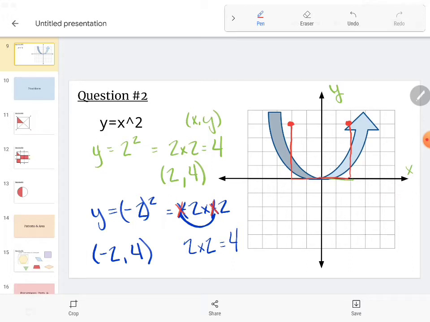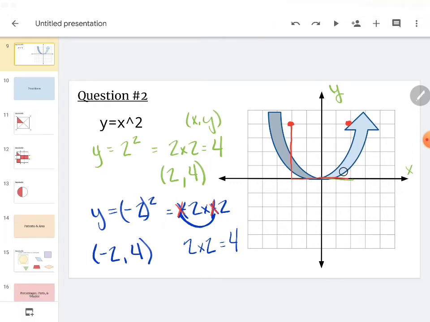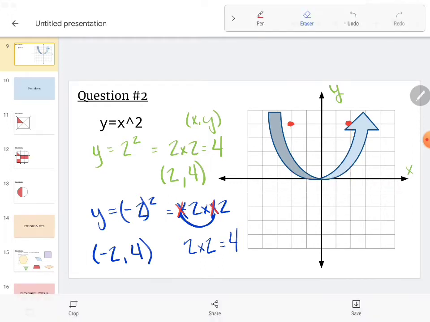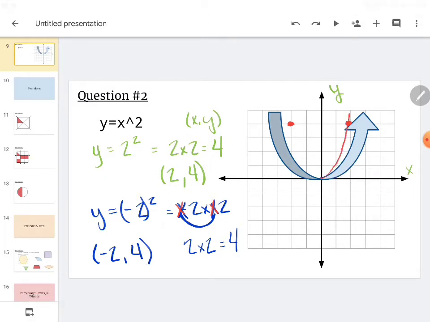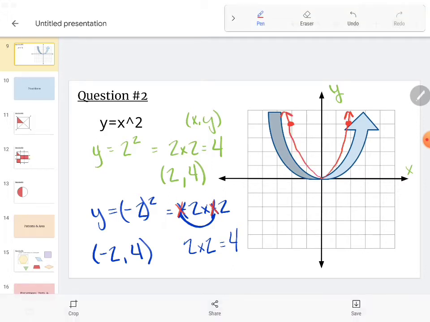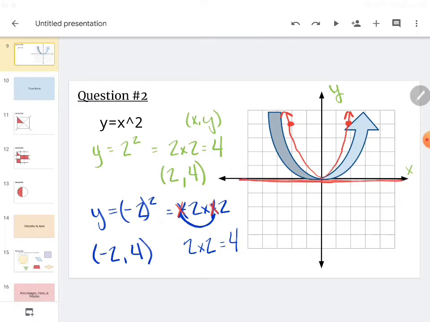And eventually, once we graph enough numbers, we will get, let me erase this, we will get a line that makes a big U shape like this. And that's what happens when you square a number. When you square your x, if you have a negative, it turns into a positive. If you have a positive, it stays positive. Therefore, nothing will ever go below this line right here, our x-axis, and this side will always be blank.